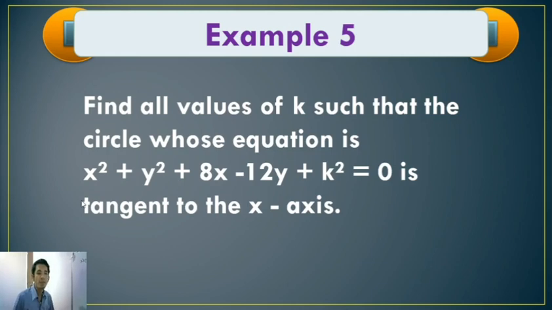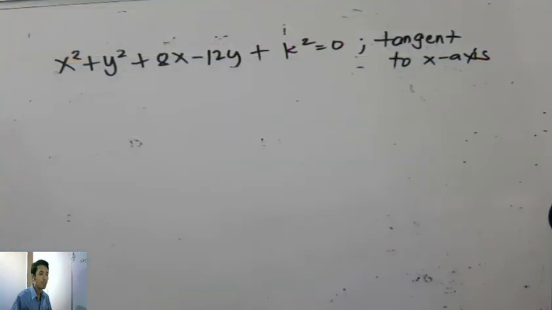For example number 5, we need to find all values of k such that the circle's equation x squared plus y squared plus 8x minus 12y plus k squared is equal to 0 is tangent to the x-axis. This time, we need to find the values of k, that is our constant for the general equation of the circle. Now, how are we going to solve for our k?